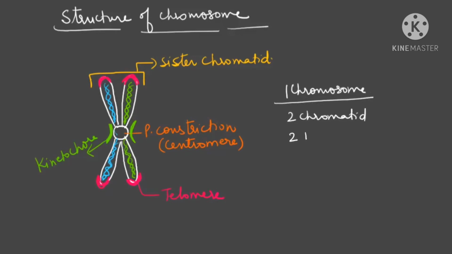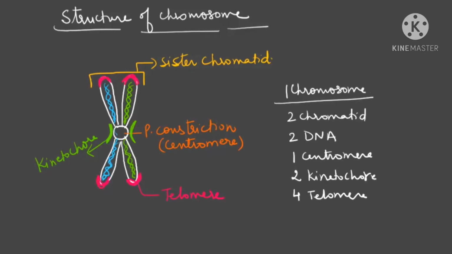It has two DNA, because one chromatid means one DNA, two chromatids means two DNA, but it has one centromere, two kinetochores, and four telomeres. These are the things you should know when you are solving the questions.